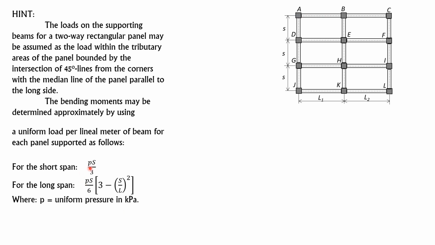So for short span, PS over 3. For long span, PS over 6, (3 minus S over L squared), where P is uniform pressure in kilopascals. So you go over with the example and look at the problem.